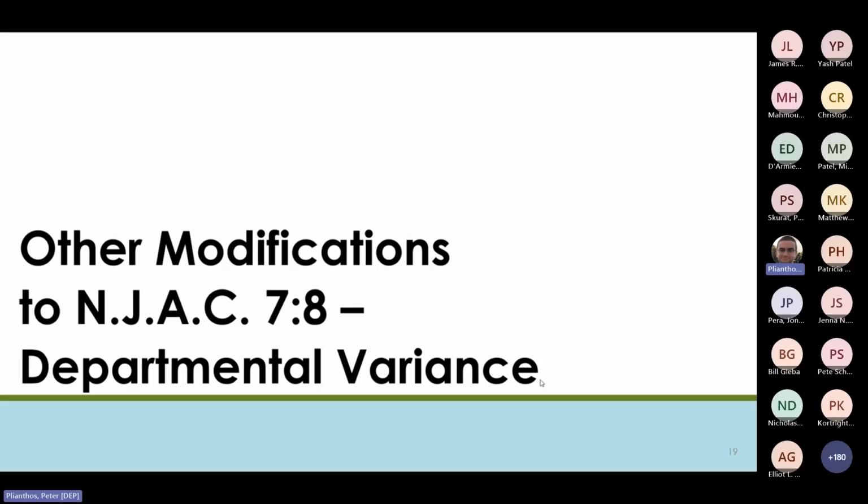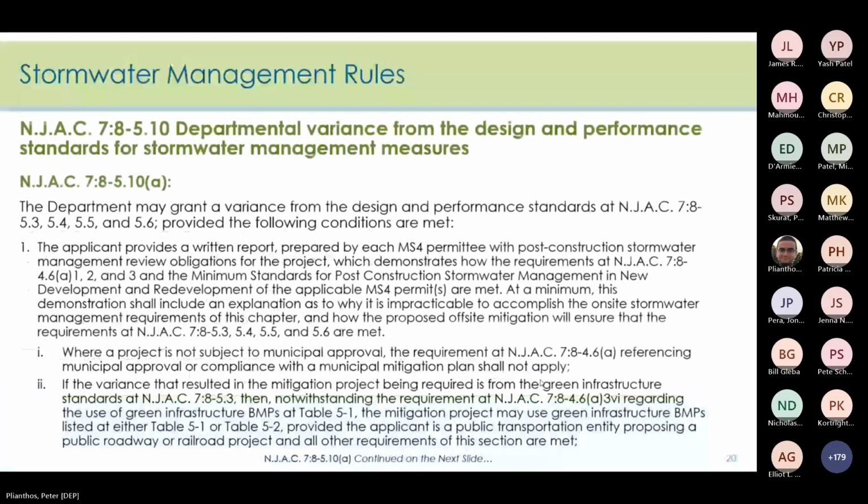Now we will talk about the entirely new subsection of the rules at NJAC 7:8 5.10 for the departmental variance from the design and performance standards for stormwater management measures. We provide the full text here in these next few slides, which we encourage you to read through. I'll leave up this slide for 15 seconds or so to give everyone a chance to read through.